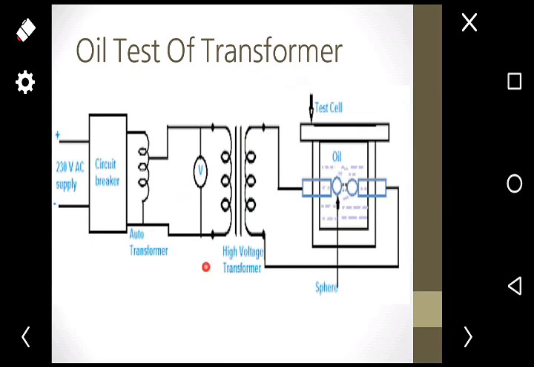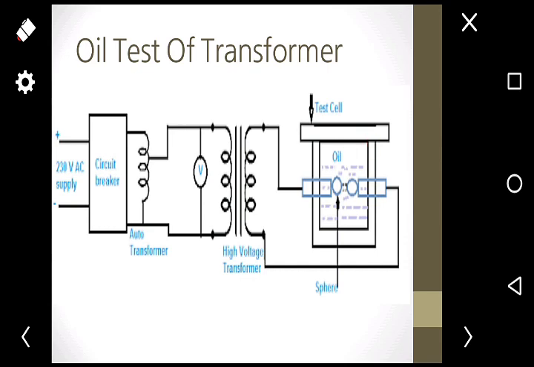When the applied voltage reaches the breakdown voltage level, breakdown occurs across the electrodes. This testing device will measure the breakdown voltage and report it. Finally, the transformer oil test is completed. Permissible dielectric strength of oil is about 30 kV to 50 kV.